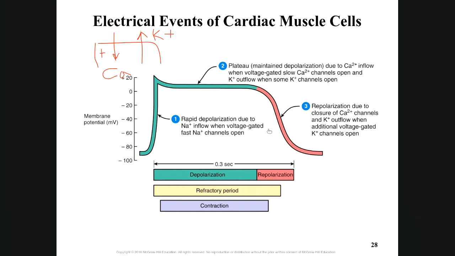So in this graph, you can see the rapid depolarization due to sodium inflow when the voltage-gated sodium channels become open. Then we have a plateau phase when this calcium channels help the calcium ion come inside and potassium channels help the potassium ion go outside. And after that, we have repolarization. And during repolarization, you see that the potassium ion leave our cell and inside the cell become more and more negative, and again we reach the resting membrane potential which is negative 90 millivolt.